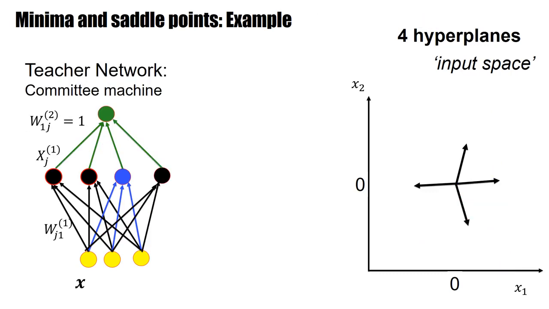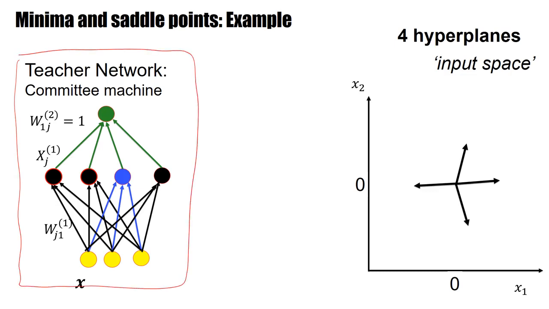To keep things simple, let us consider a teacher-student configuration. So here I have a teacher network characterized by 4 hidden neurons that implement 4 weight vectors. For example, the blue neuron could implement this weight vector here, and then the other 3 weight vectors. And all the output weights have been set to 1. This configuration is called a committee machine because it just takes the average over the outputs of the hidden neurons.